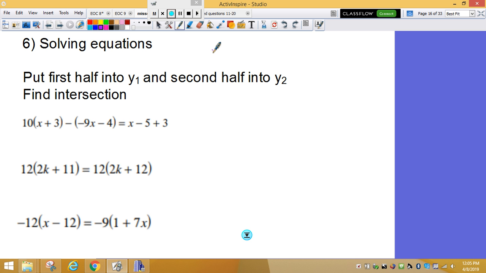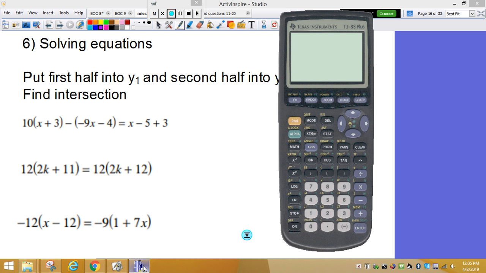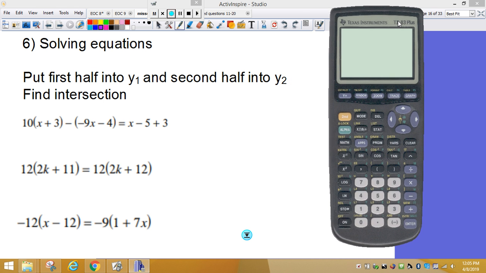Hopefully you have it written down. So if you have equations, you should put the first half in y1, the second half in y2, and find their intersection. So let's go through these 3 problems.